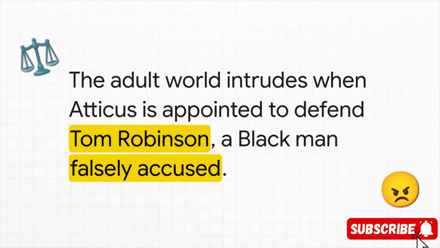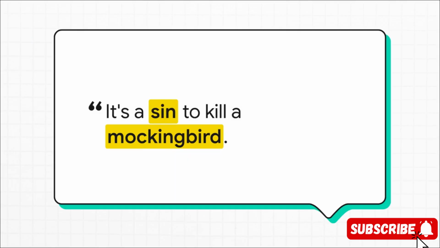And this right here, this is the engine of the entire novel. The moment Atticus is appointed to defend Tom Robinson, a black man who's been falsely accused. This one single event kicks off the central conflict of racial injustice and sets the stage for basically every lesson Scout and Jem are about to learn about courage, about prejudice, about what it means to be a decent human being.